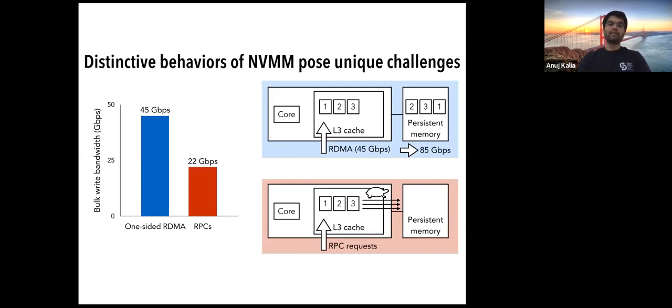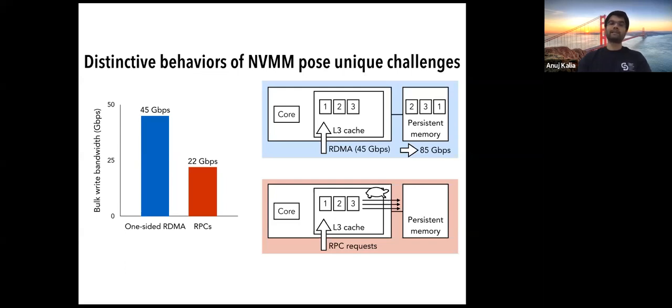Compared to DRAM, we find that persistent memory has several distinct fundamental properties that pose unique challenges for networked access. We show that much of these challenges in efficient access to remote persistent memory arise from the fact that CPU architecture is not yet optimized for persistent memory. Let us take bulk remote writes as one example, and the paper contains many more. This graph shows that the peak bandwidth for bulk writes to remote persistent memory with RDMA is around 45 gigabits per second and 22 gigabits per second with RPCs.